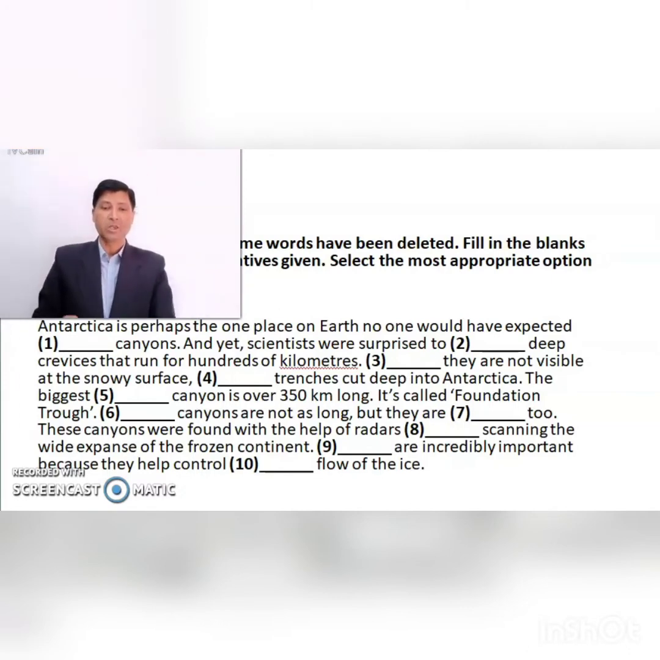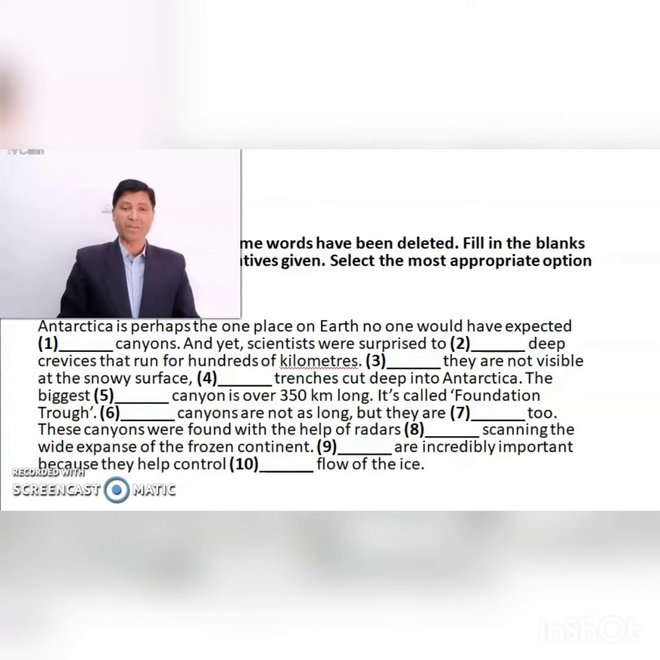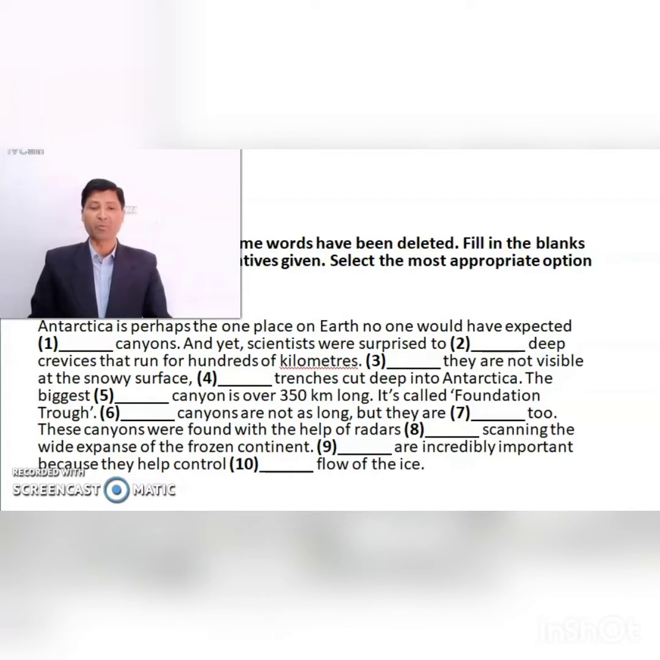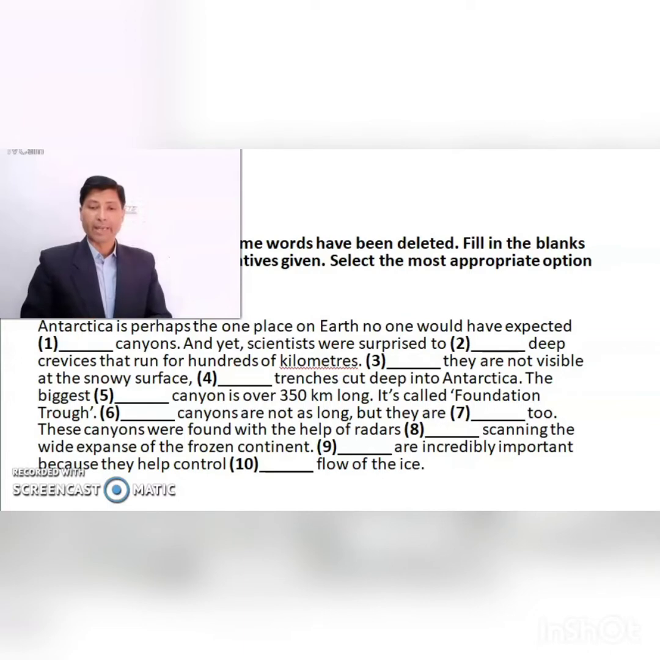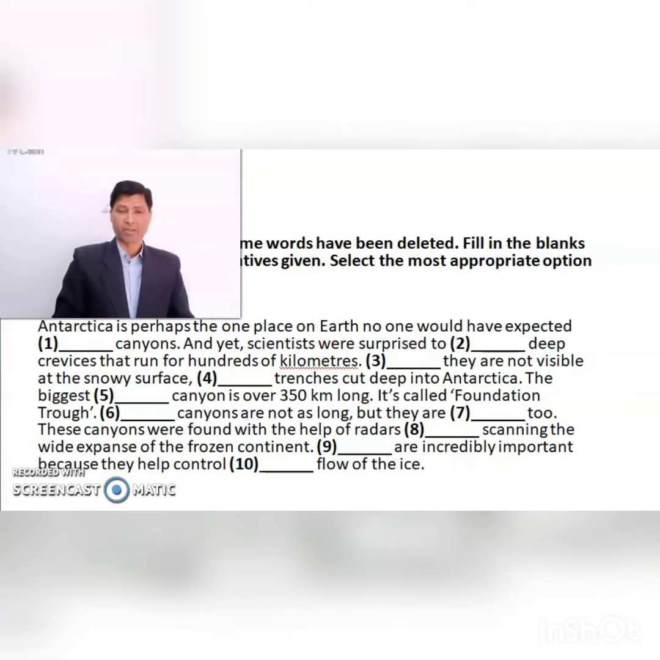Blank space number 4, trenches cut deep into Antarctica. The biggest, blank space number 5, canyon is over 350 kilometers long. It is called Foundation Trough. Blank space number 6, canyons are not as long, but they are, blank space number 7. These canyons were found with the help of radars, blank space number 8, scanning the wide expanse of the frozen continent. Blank space 9, are incredibly important because they help control blank space number 10, flow of the ice.